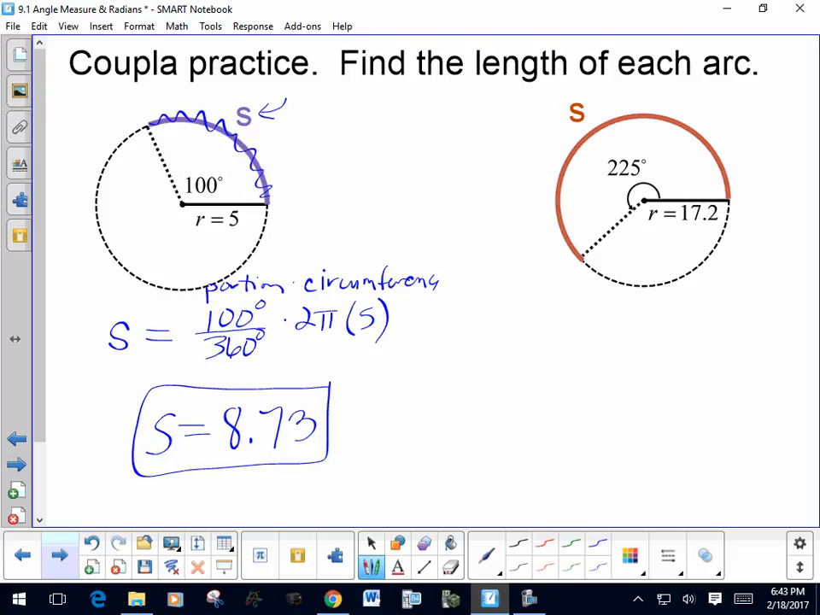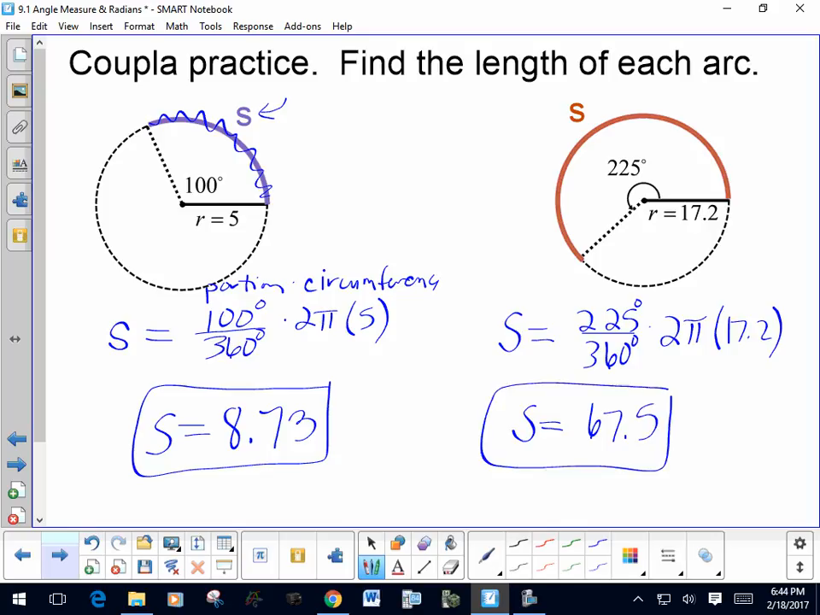And for this second circle, again, the arc length, we'll think about that portion of the circle. We have 225 degrees out of 360, and we'll times that by the circumference, 2 pi times 17.2. And we find that this arc length has a length of 67.5. And again, we were finding the length of this arc.